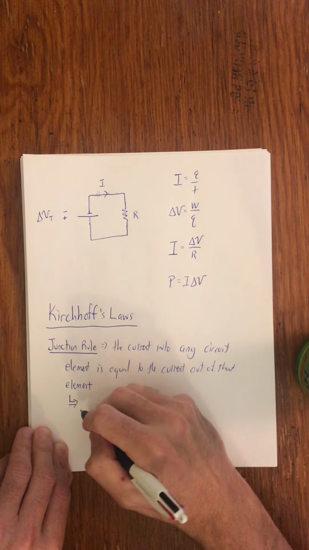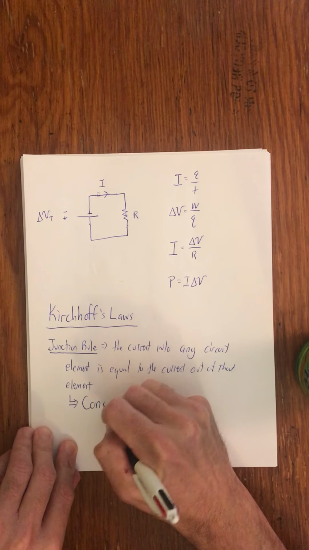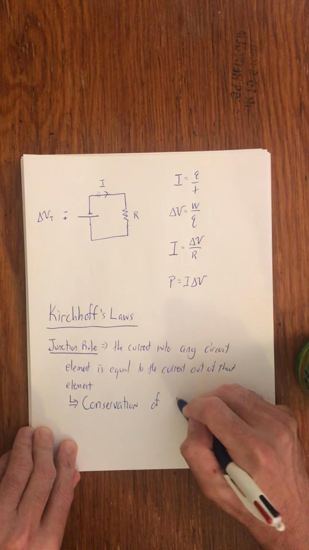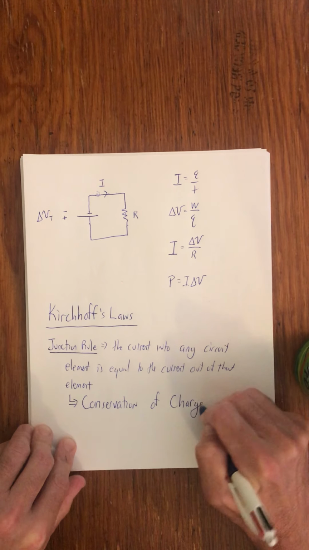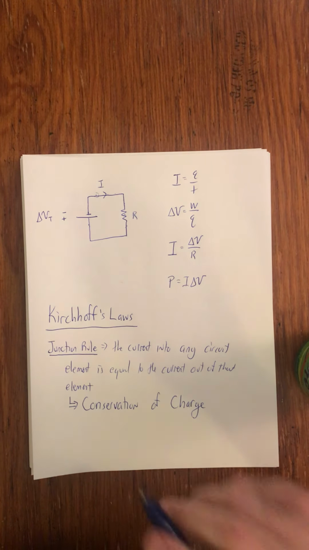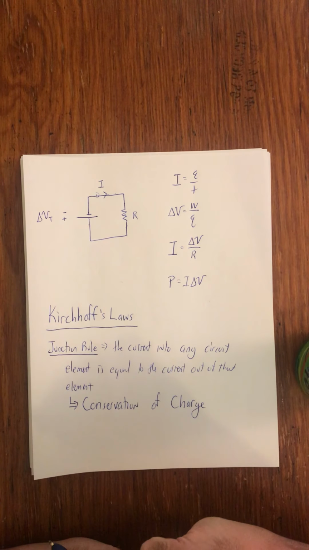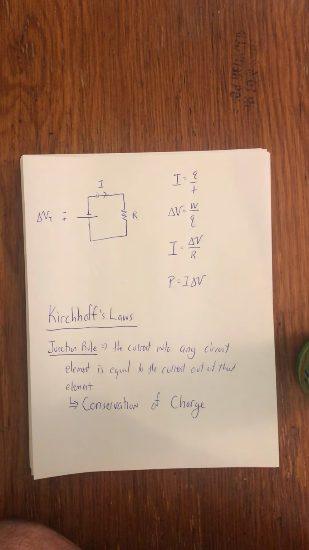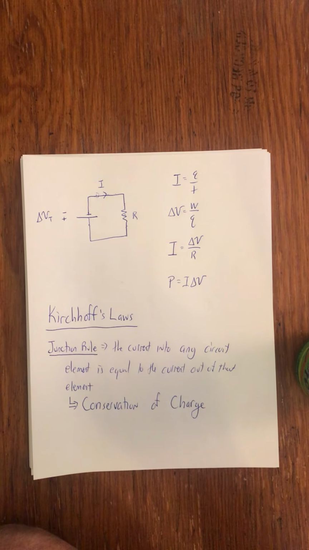Hopefully what you're thinking is, oh, well, electrons aren't consumed. Oh, okay. So another way to think of that is that this is just really the conservation of charge. And that should make sense that charge is conserved. It's a basic law in nature, right? And so the junction rule is just the conservation of charge written for circuits. Nice and simple.